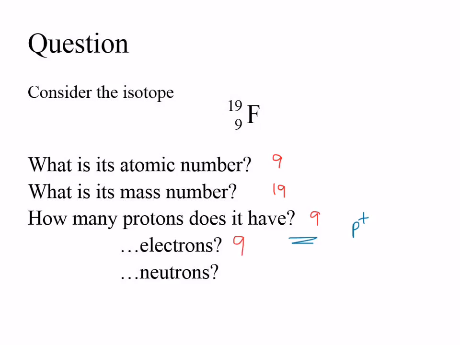So we're now up to Becky. Becky, how many neutrons would it have then? 10. And how'd you get that? 19 minus 9. 19, which is the mass number, which is protons plus neutrons, minus 9, which is the protons, equals 10. Very good.